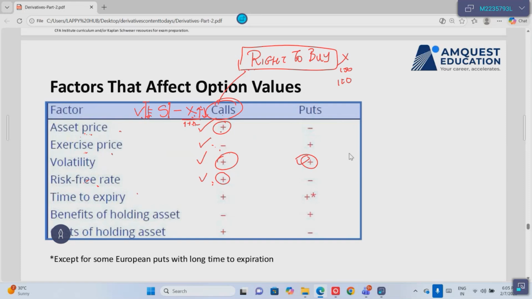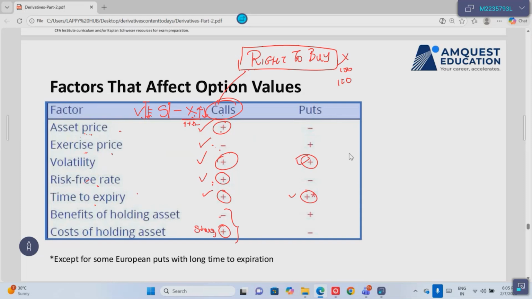Clear? If the time goes up, obviously you know the answer. Time to maturity always will increase the value because more time means more time value. Correct? And obviously better for holding the asset. If it's a call, there's no benefit because holding the asset will probably give you dividend and the value will go down. Clear? Cost of holding the asset, obviously there's a cost because you are holding, so it's storage भी आएगा. Here, so these two are a little off the track right now, but that's for you holding the asset physical.